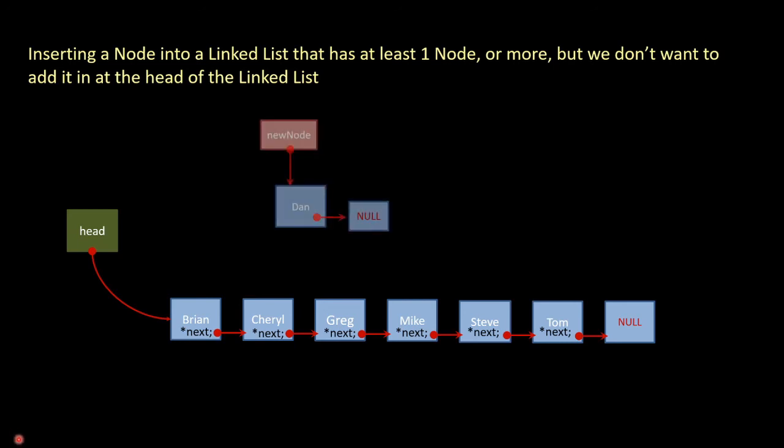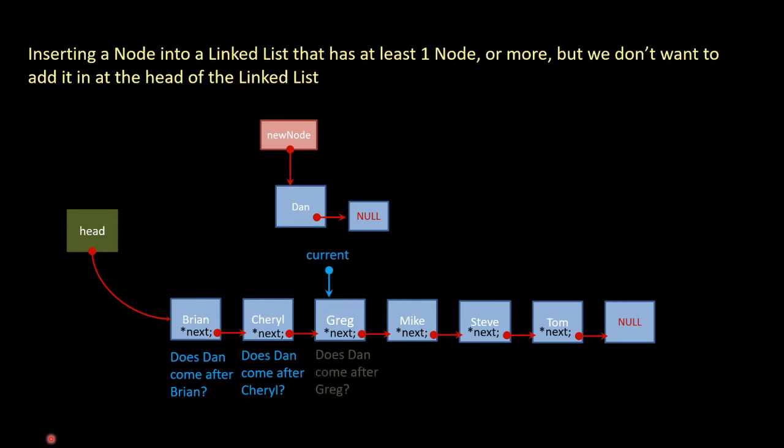So we've got this particular scenario. We want to add Dan in, but we don't want Dan at the front of the list. So we have this current pointer. Okay, and what we're going to do is say, does Dan come after Brian? Well, the answer is yes. And then we're going to do it again and say, does Dan come after Cheryl? Yes, the answer is yes. And then finally we get to Greg and we say, does Dan come after Greg? Well, the answer there is no.